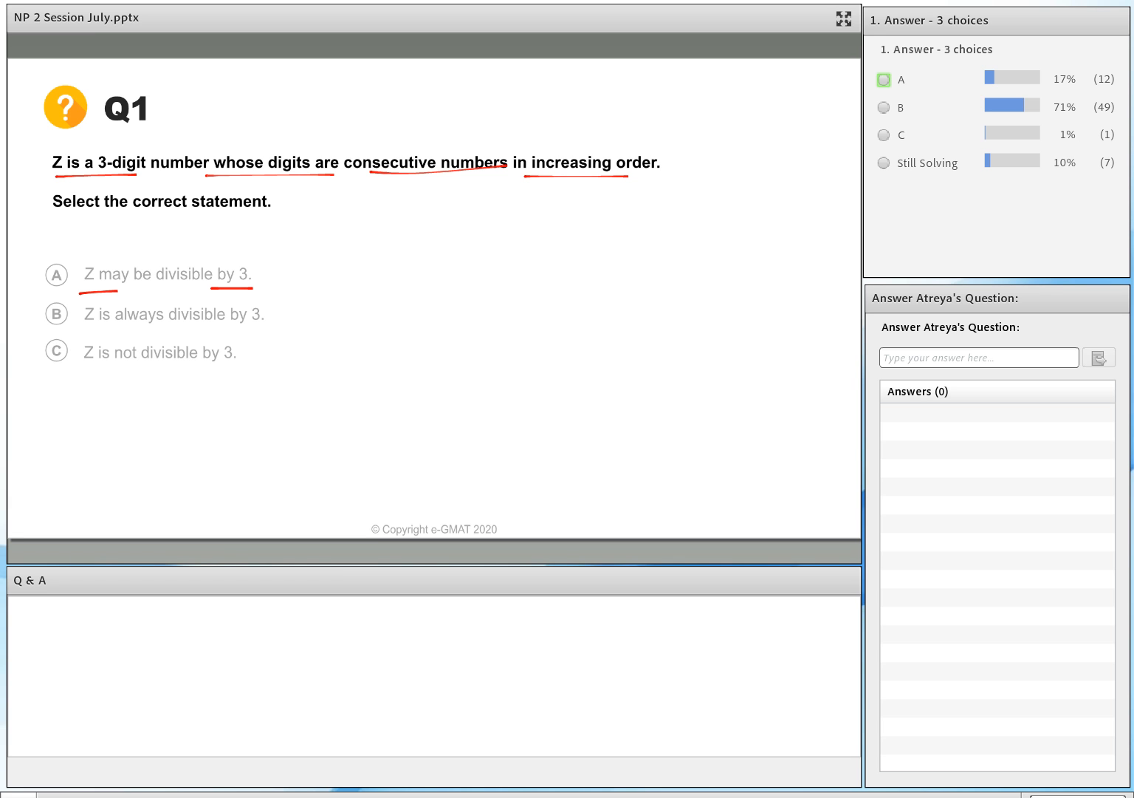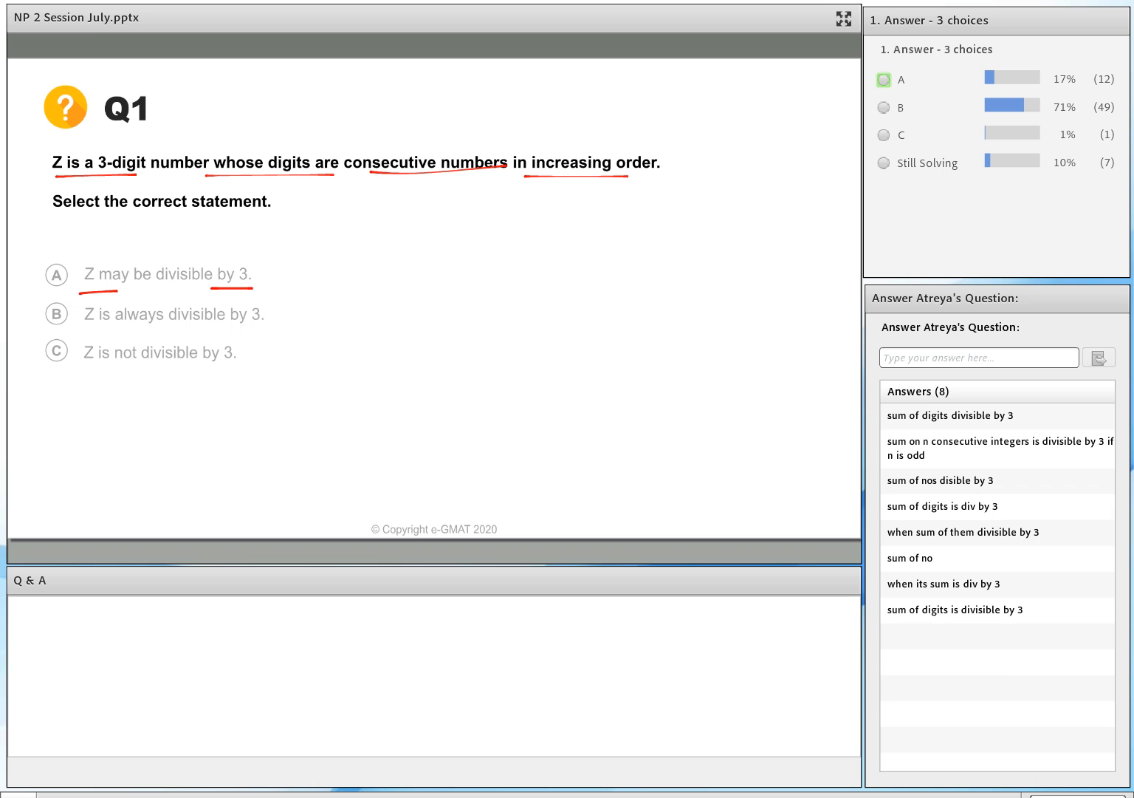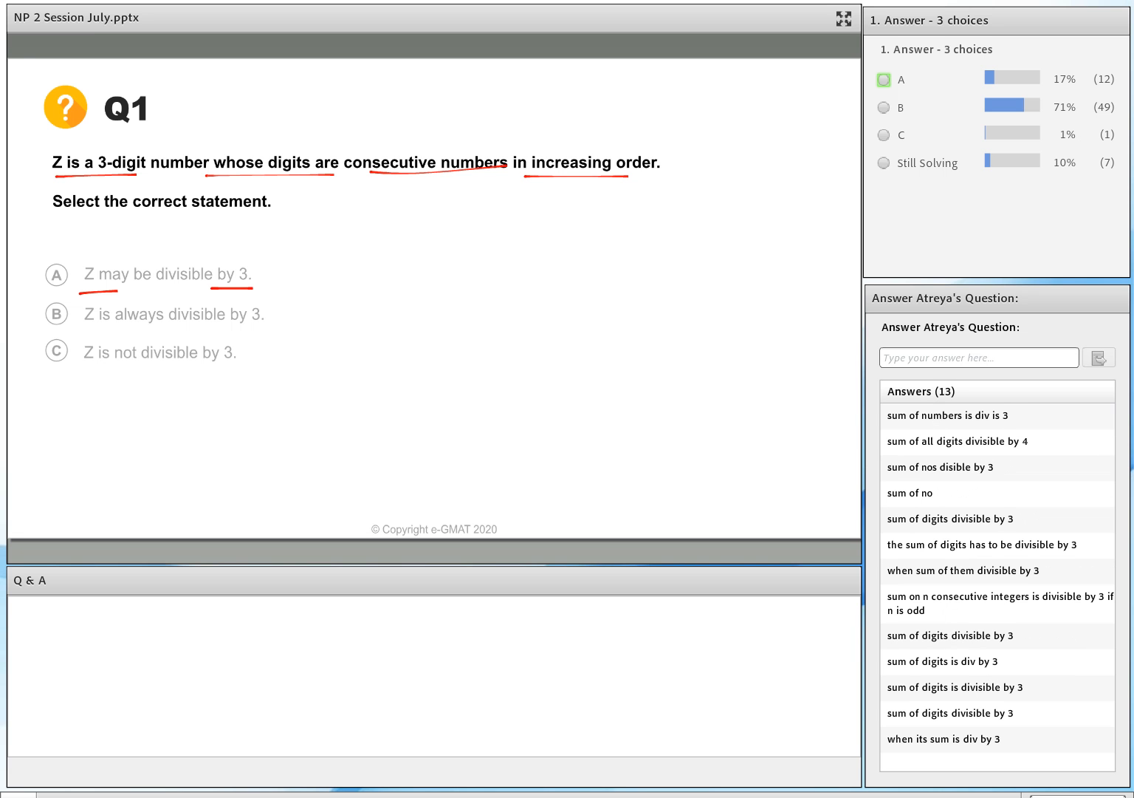In the short answer poll, please. When the sum of the digits is divisible by 3, right? Absolutely correct.